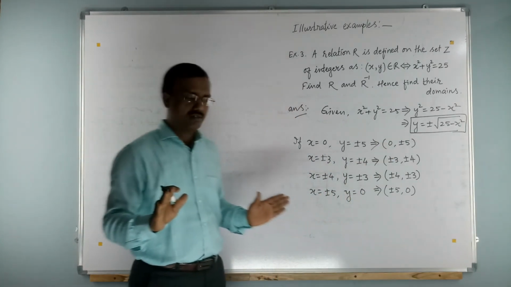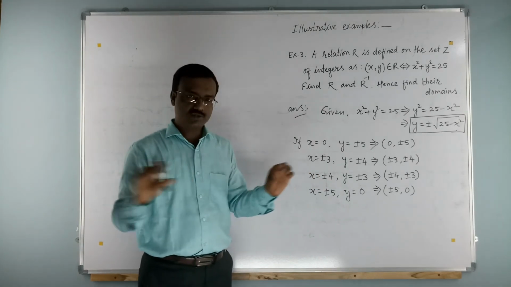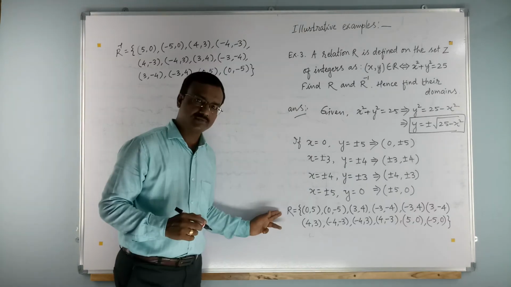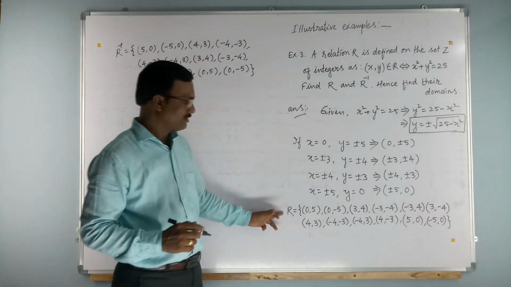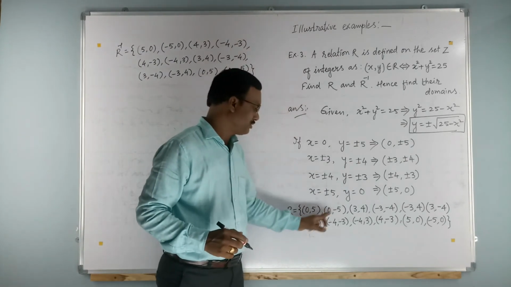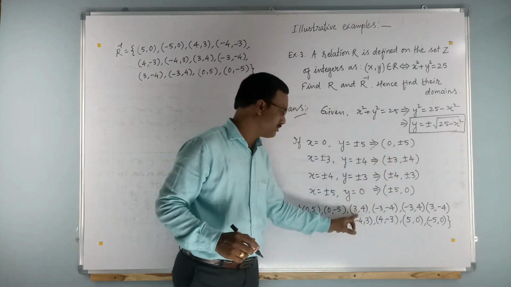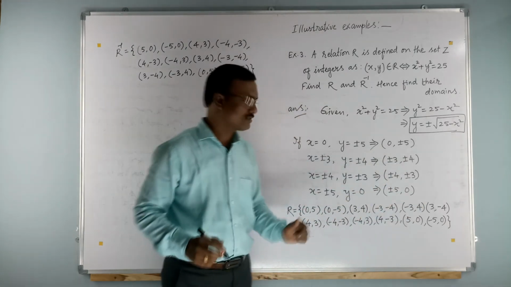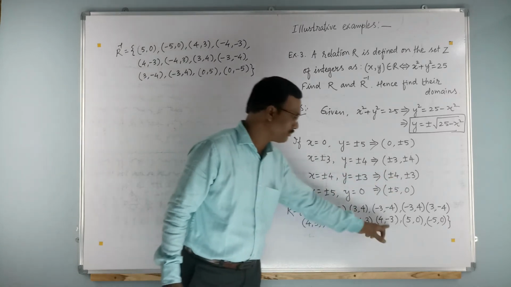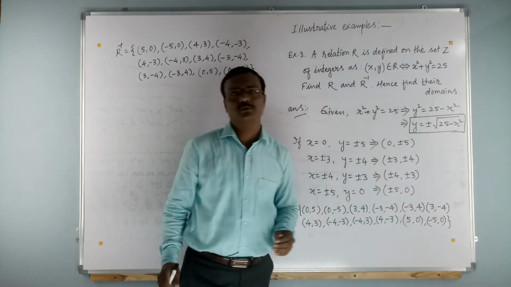So which are the actual pairs? If we write everything in detail, then which are the actual pairs? Let us see here. So R will be like this. So this is R. 0 plus minus 5 gives 0, 5 and 0, minus 5. Plus minus 3 with plus minus 4 gives 4 pairs. Then plus minus 4 with plus minus 3 gives these 4 pairs, and plus minus 5, 0 gives 5, 0 and minus 5, 0.